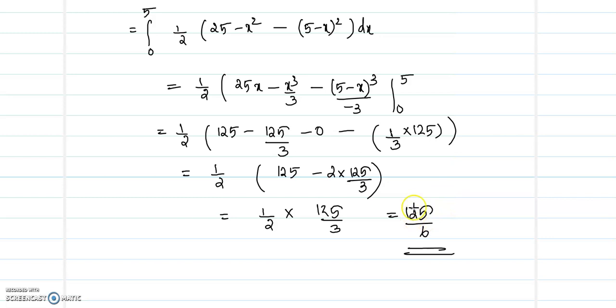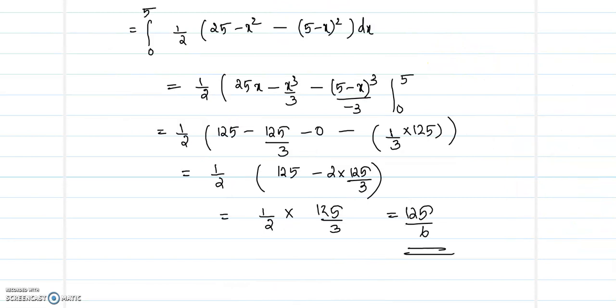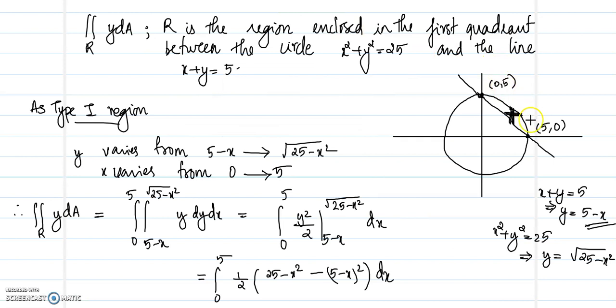Now when we integrate as type 2, again we must get the same value. So let us see how to evaluate as a type 2 integral. So for type 2, again we first have to find the variation of x. So for that we will be taking horizontal lines. Then the line touches on the left, and on the right side it touches the circle.